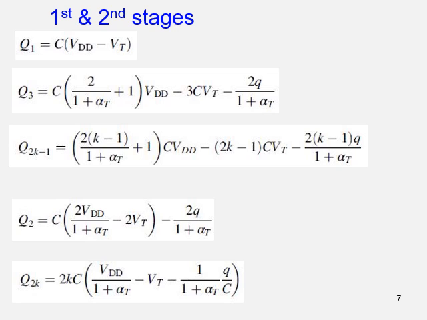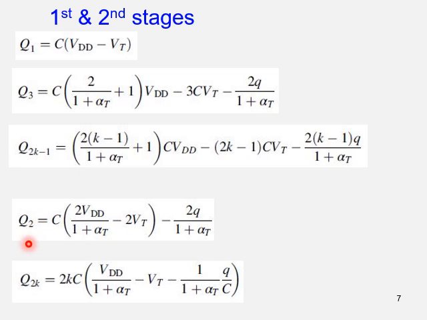You can extend that Q1 and Q2 expressions to the following stages. For example, Q3 is expressed by this. Then you can guess the other odd number stages charge Q to k minus 1. So let's look at this equation is valid when k equals 2, which is 3. If you input k of 2, then you get this value, and also this value 3, and also 2q here.